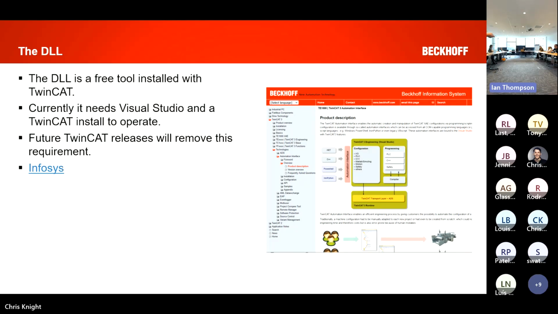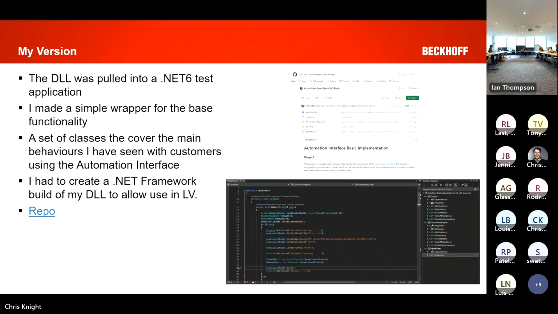So in the next release of TwinCAT that's coming out, hopefully towards Q3 this year, that limitation will go away. So you won't actually need Visual Studio or TwinCAT to do this. You could just do it with a LabVIEW install and nothing else. And if you're interested, there's a link to where it is, and you can read the description, which gives you a much more detailed version of what I've just said, if you really want to.